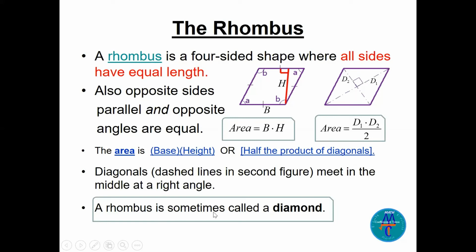A rhombus is sometimes called a diamond. So when you see the word diamond, this is the shape here, a rhombus.